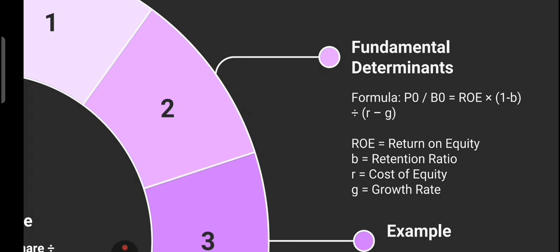So ROE multiplied by (1 minus b) upon (r minus g). Here b is the retention ratio, so 1 minus b is the dividend payout ratio, ROE is the return on equity, r is the cost of equity, and g is the growth rate.